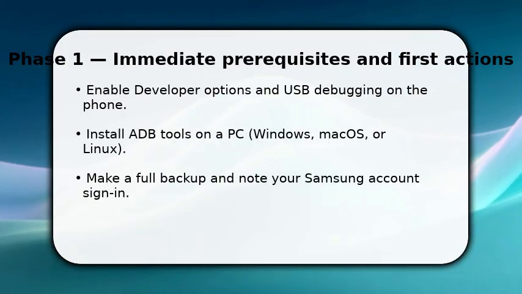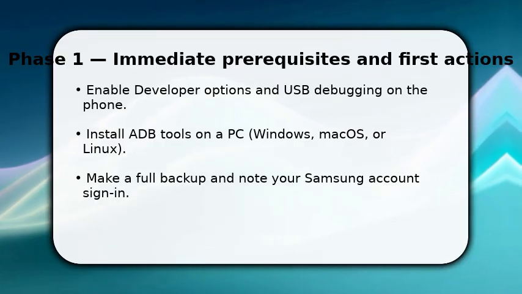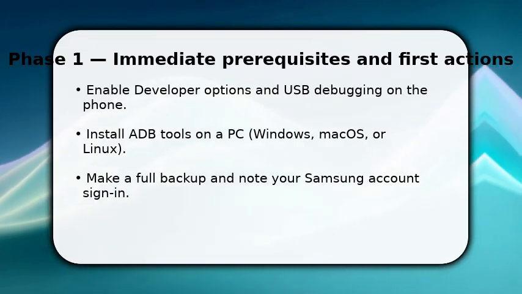You start by preparing the phone and computer so you can safely remove the tracker. Enable developer options, then turn on USB debugging. That gives your PC command access.